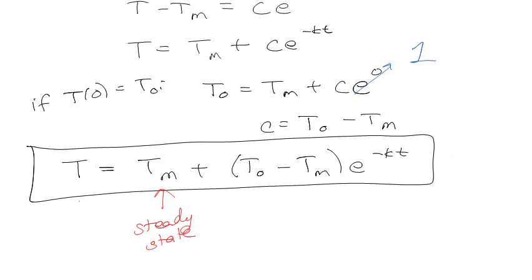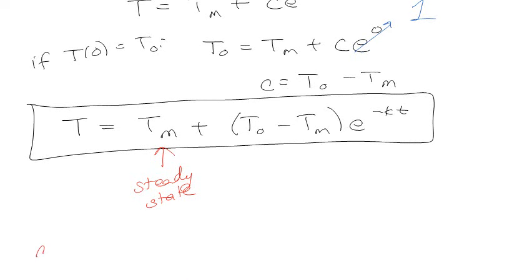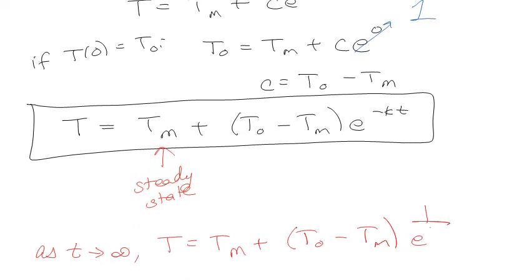Because eventually the temperature of my object is going to turn out to be the temperature of the medium. So as time approaches infinity, as t approaches infinity, T is going to be Tm plus (T naught minus Tm) times e to the negative k infinity, but we know that e to the negative infinity goes to 0, so at infinity we've got this steady state, T equals Tm.